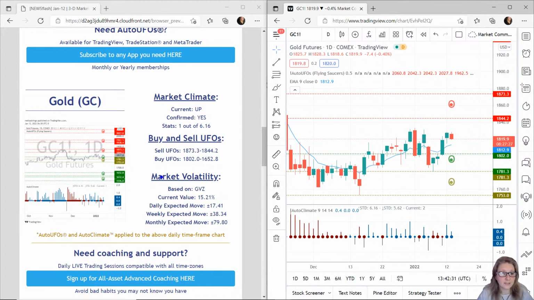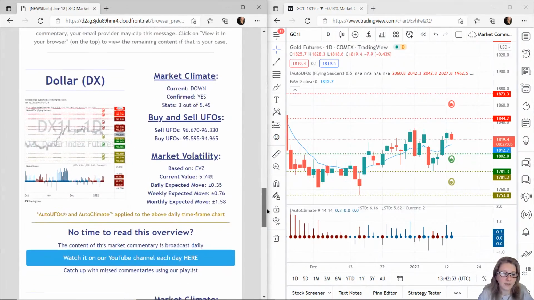In terms of volatility with gold, we would expect movement up or down in 1 year by 15.21%. So in a day, 17.41 points up or down. In a week, 38.34 points up or down. And in a month, 79.8 points up or down. Okay, the next market is the US dollar.